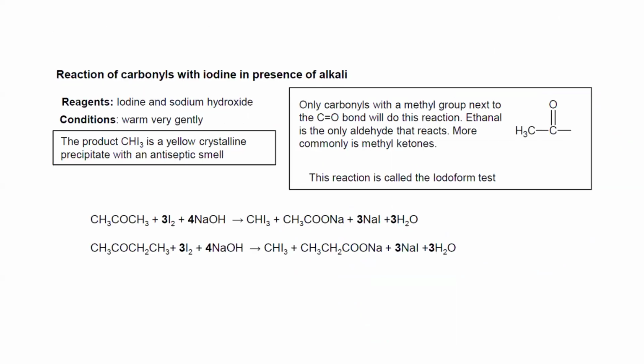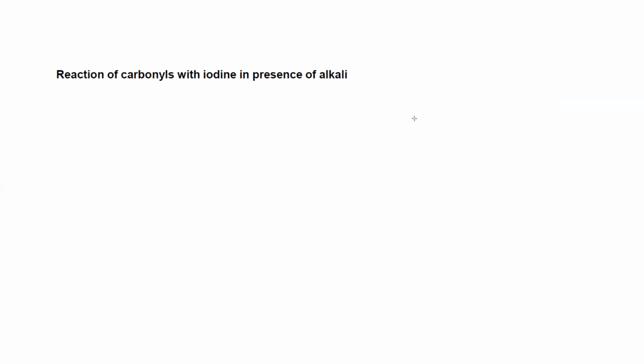The next is a common topic for students taking both Cambridge and Edexcel: the reaction of the carbonyl with iodine in the presence of alkali. This is also known as the triiodomethane reaction, the main purpose of which is to identify a methyl group next to a carbonyl group. If we have a carbonyl group, and next to the carbonyl group it is a methyl group, then it will be a positive result.